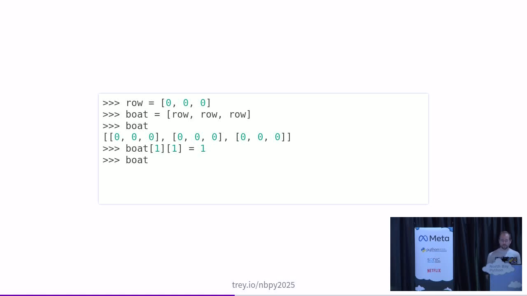Index 1 in boat is the middle item, which is a list. And index 1 in that sublist is its middle item. So we're changing the middle item in the middle list. Sort of. It looks like we changed a bit more than that. Every sublist within boat changed. In fact, even row changed.